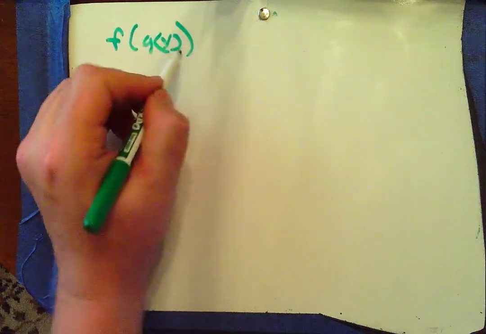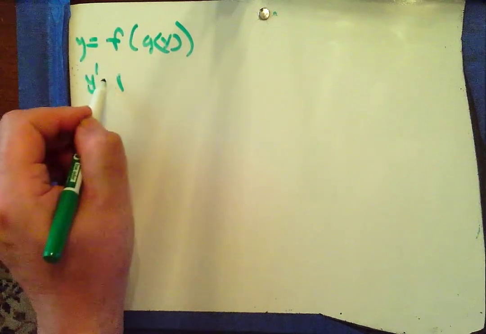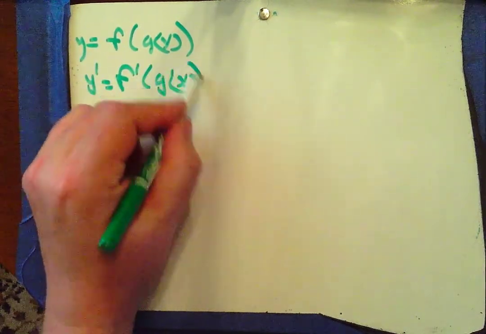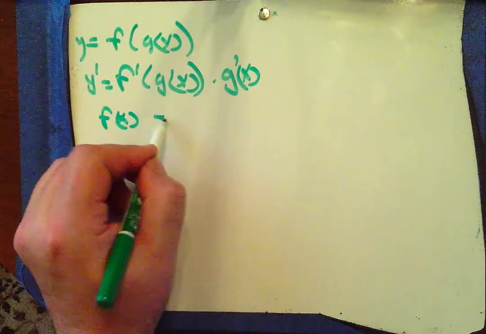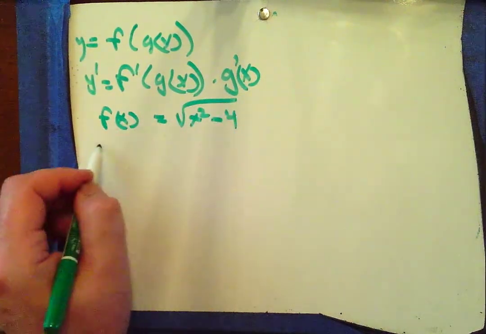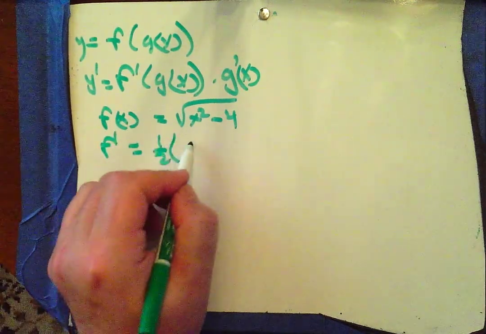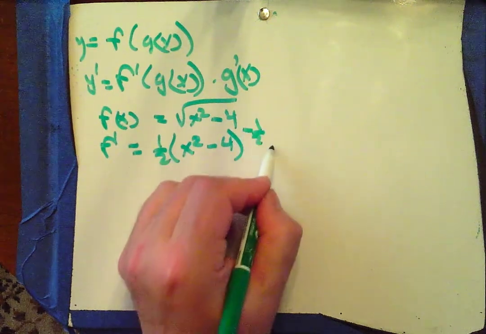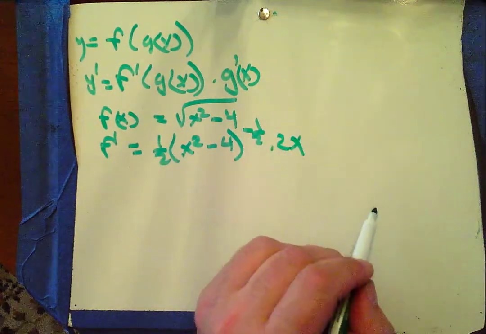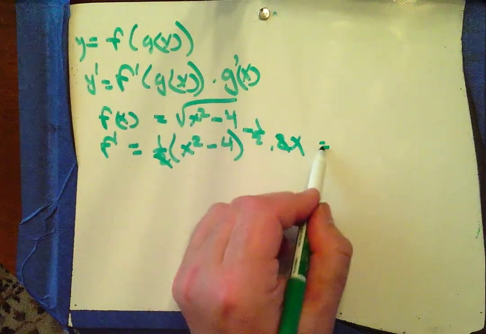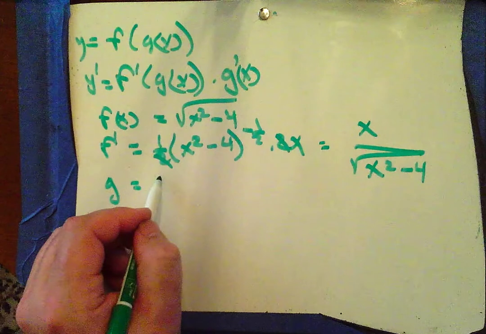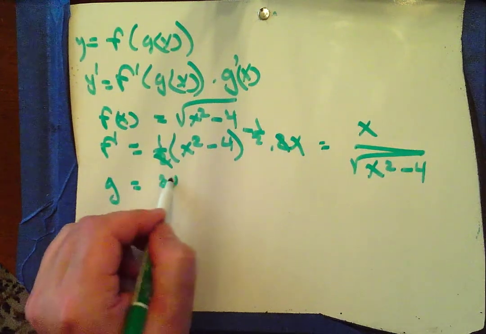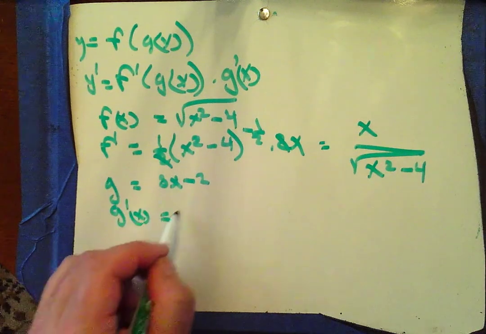Okay, so I like what we said before about f of g of x, and then is y, and y prime is f prime of g of x times the derivative of the inside function. Okay, and so f of x is given to us as square root of x squared minus 4. Therefore, f prime of x is going to be 1/2 (x squared minus 4) to the negative 1/2 times the derivative of the inside function, 2x. The 2's cancel. This goes on to the bottom, and I get x over square root x squared minus 4. G of x is given to me as 3x minus 2. So g prime of x is 3.